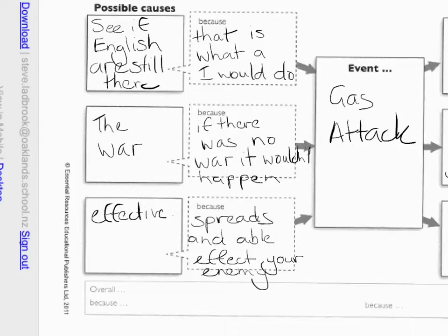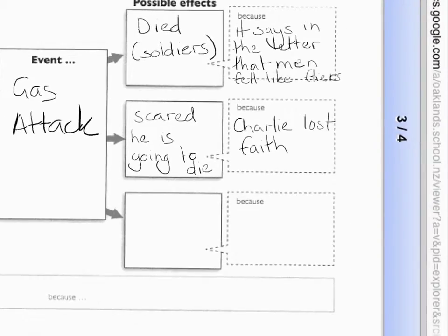Those are three good answers, because on each occasion they have identified a possible cause and explained why it's a possible cause. That's a really important part, explaining why it's a possible cause. Then over this side, we ran out of time for this, but these were the possible effects. One is that there were lots of dead soldiers. They inhaled the gas and they died. It was poisonous gas, and it says in the letter about that. Charlie became scared because he thought he was going to die, and he actually lost faith that he was going to survive the war alive, that type of thing.